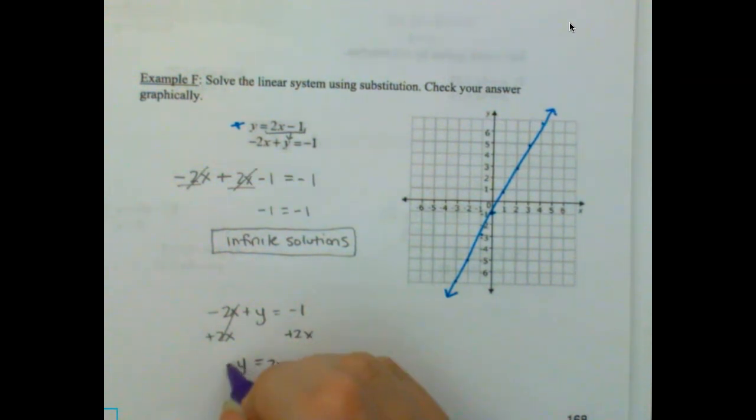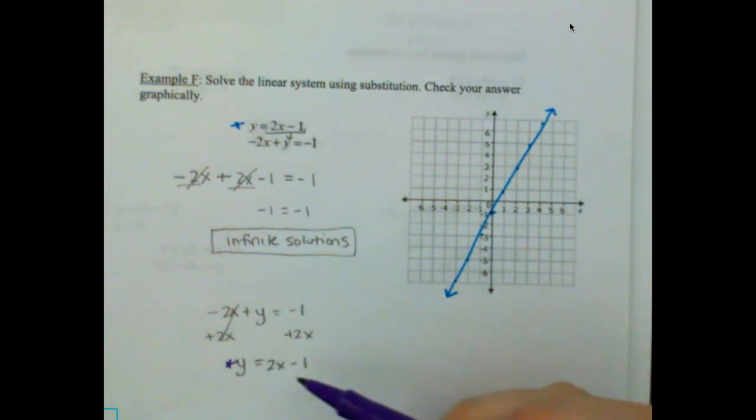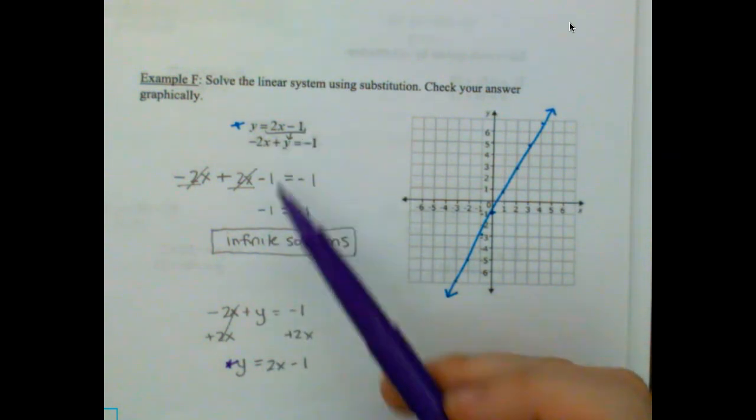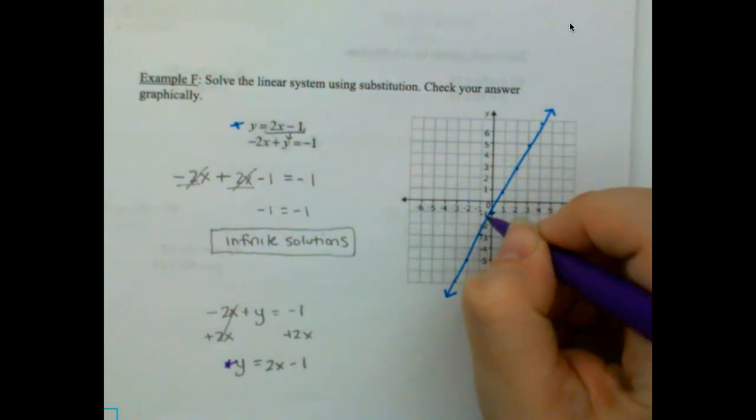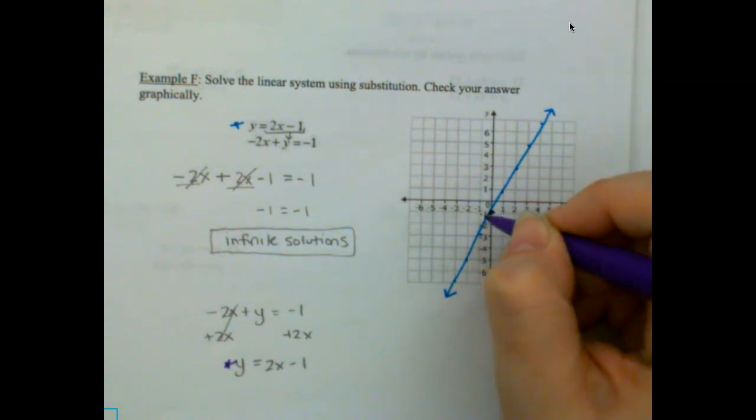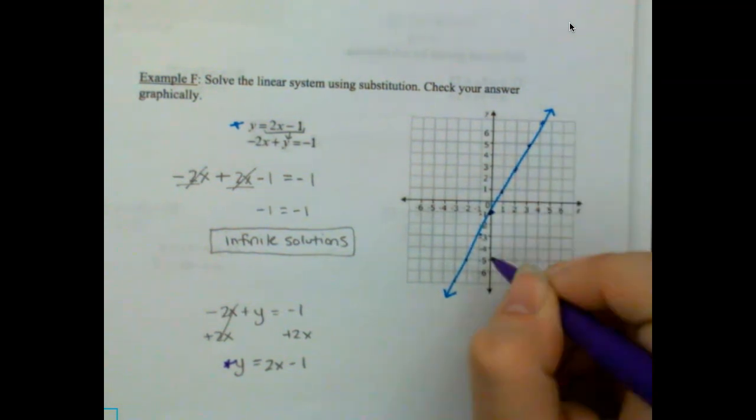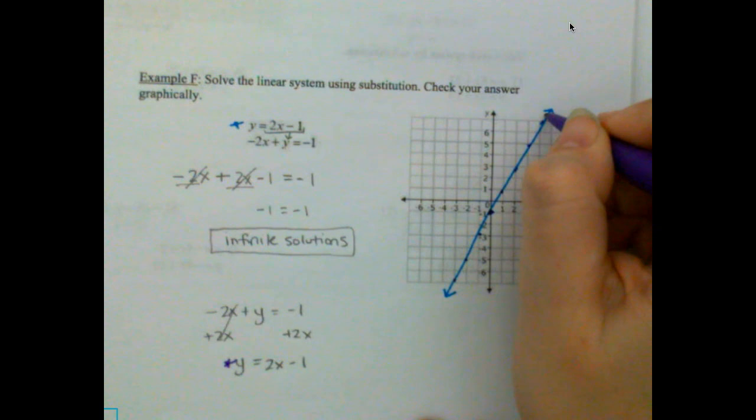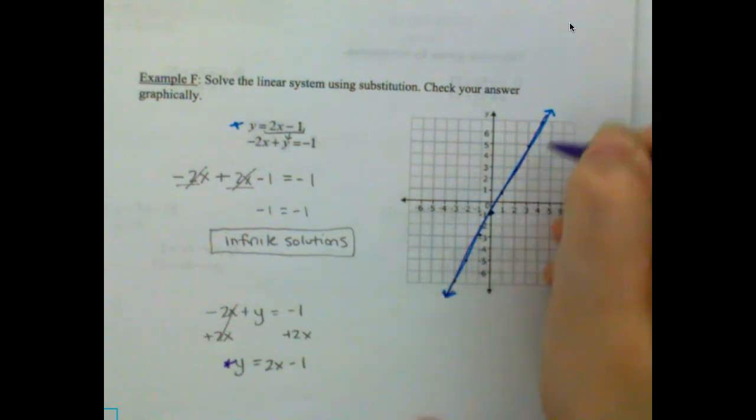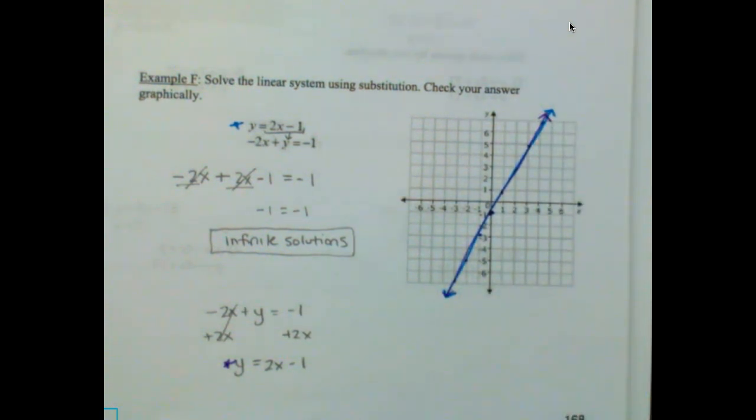So I'm going to graph that one, and you'll notice that it's 2x minus 1. They're the same equation. They're the exact same, so they're going to go over each other. The purple line will just go over the blue line. And when the two lines go over each other like that, that basically tells you they're the same line, therefore it's infinite or all real solutions.